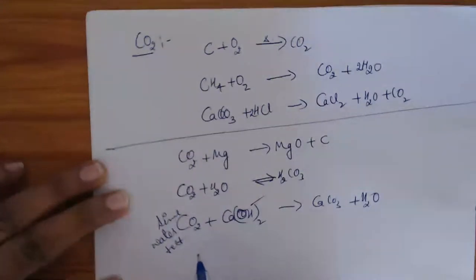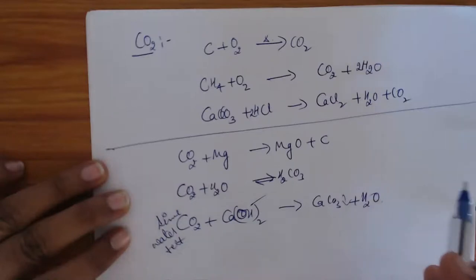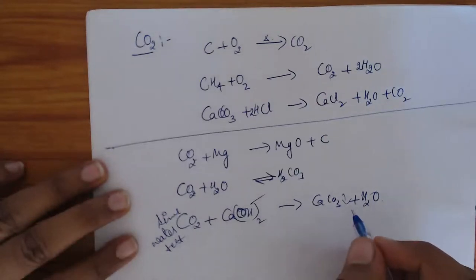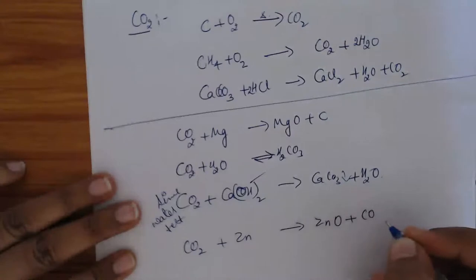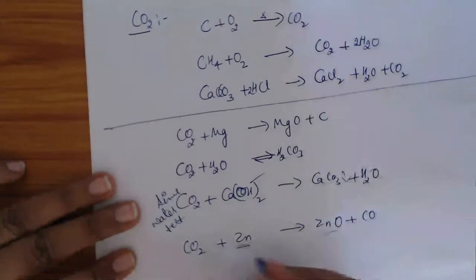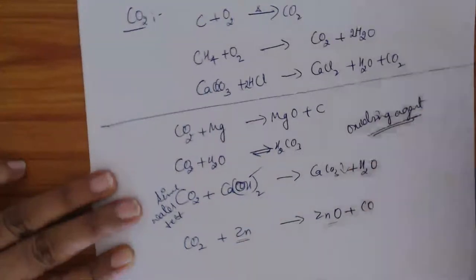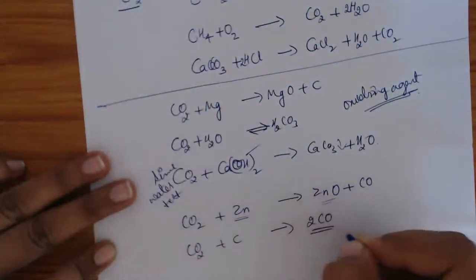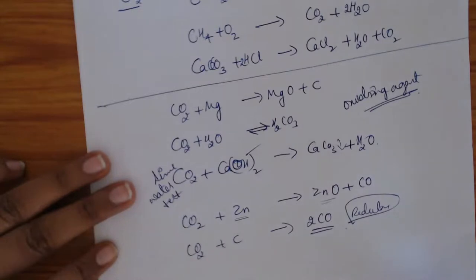If the evolved gas is passed through the lime water, then it turns milky, meaning the formation of CaCO3 results in the presence of the CO2 gas. Okay, the next one is, if CO2 reacts with zinc, then ZnO plus CO is formed. So students, from here, this one acts as a good oxidizing agent. Similarly, if CO2 reacts with carbon, it forms 2CO. So removal of oxygen takes place, meaning that it undergoes reduction. One which undergoes reduction is called an oxidizing agent.